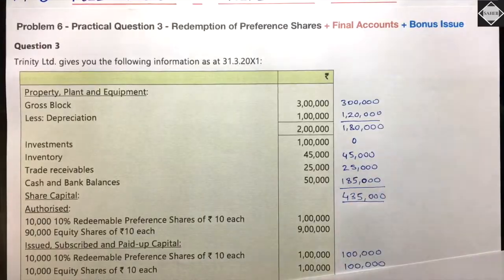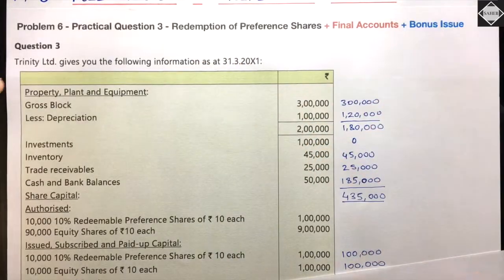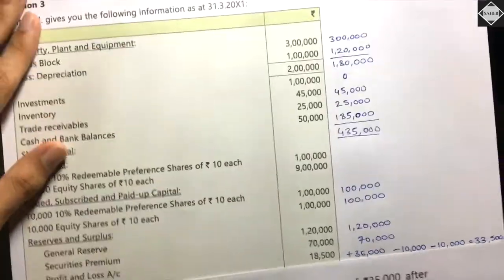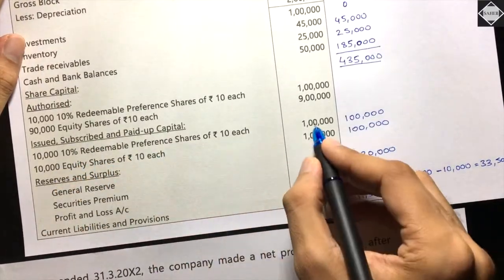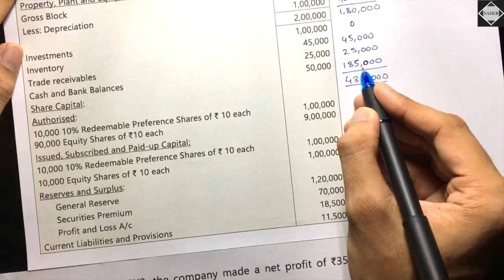And then another point of view is you should have enough cash. If you don't have cash, you cannot do redemption of preference shares. So how will you check whether you have enough cash or not? Just check how much you have to redeem. 1 lakh plus 10,000 premium, so in total 1,10,000. Do you have enough cash? Of course you have enough cash.